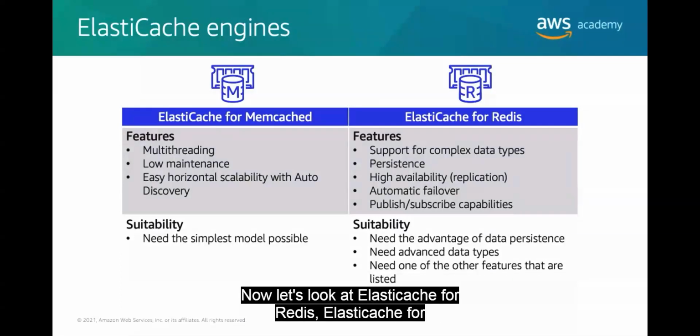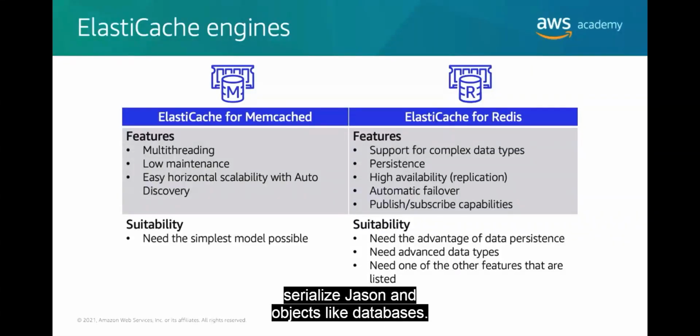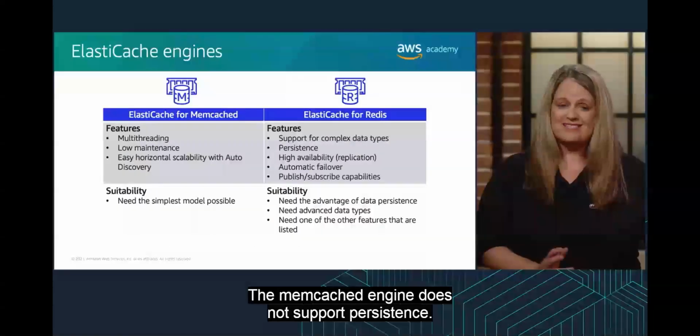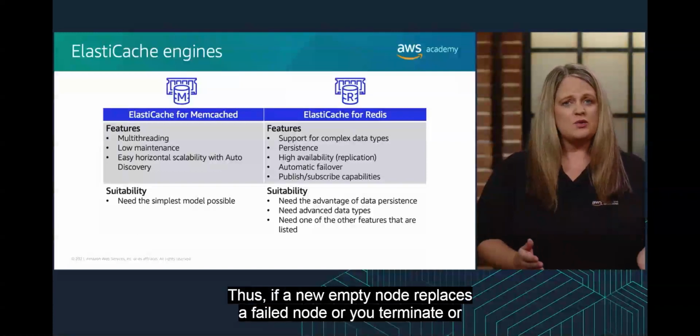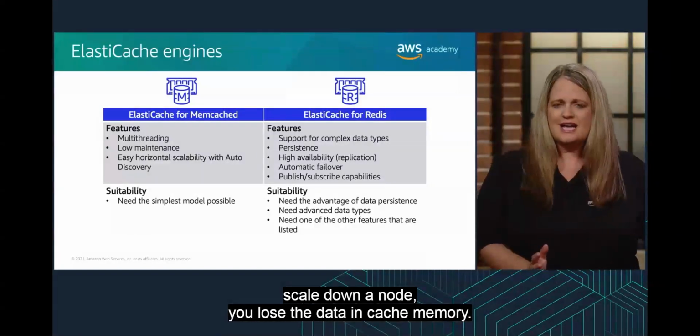Now let's look at ElastiCache for Redis. ElastiCache for Redis supports complex data types, such as strings, hashes, lists, sets, sorted sets, and bitmaps. By contrast, Memcached is designed to cache flat strings, such as flat HTML pages or serialized JSON and objects like databases. Data in Redis has persistence, so you can actually use it as a primary data store. The Memcached engine does not support persistence. Thus, if a new empty node replaces a failed node, or you terminate or scale down a node, you lose the data in cache memory.